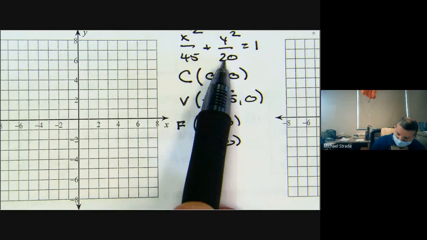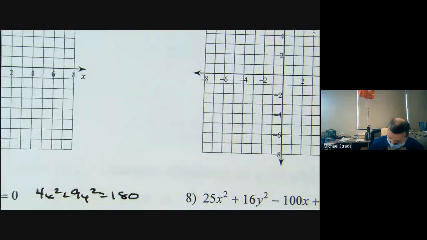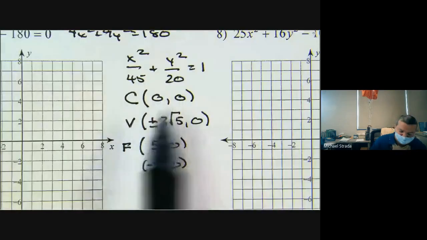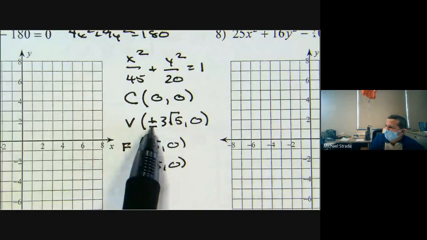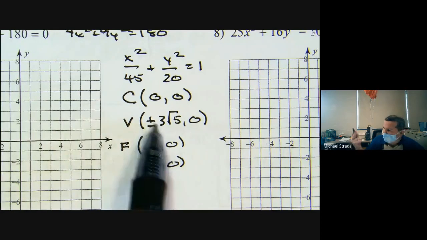How come the vertex has been the double pointer every other time? Has been the what? It's like the one with 2 points. Okay, now I got you. The plus minus means it's 2 points. So that's positive 3 root 5 and negative 3 root 5. That makes sense? So they've kind of just switched roles. The plus minus always means 2 points.